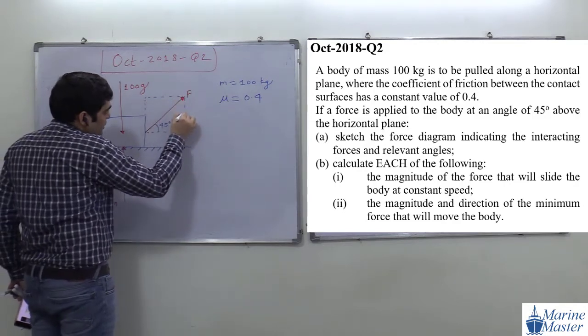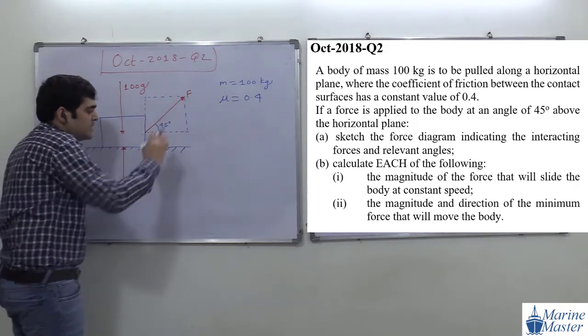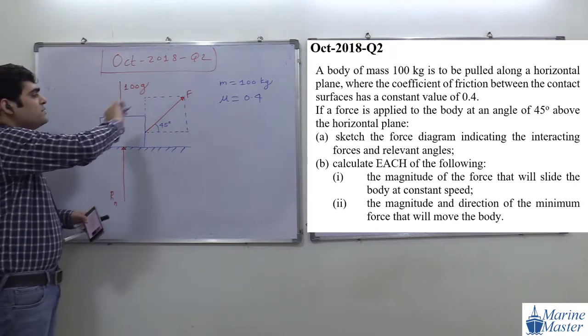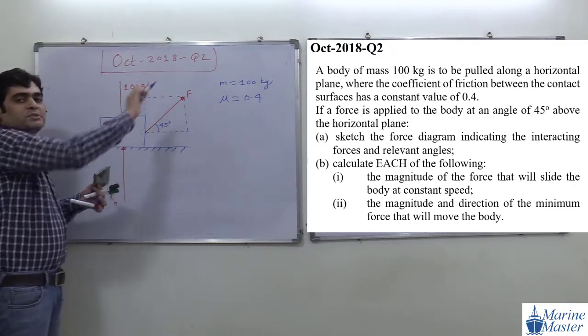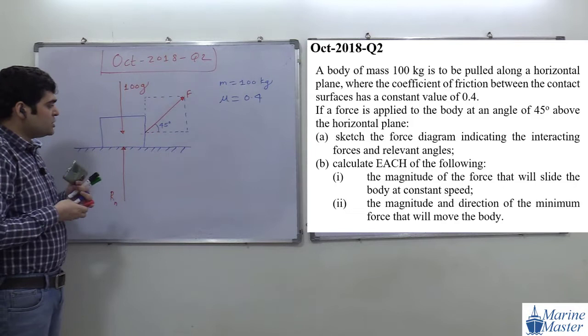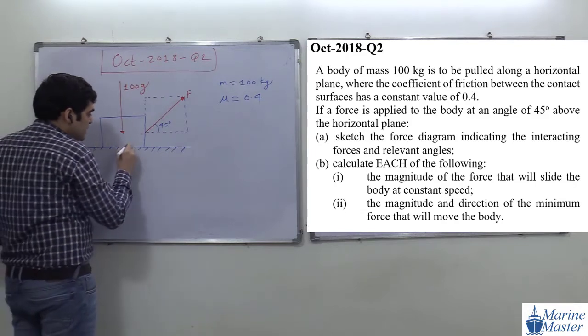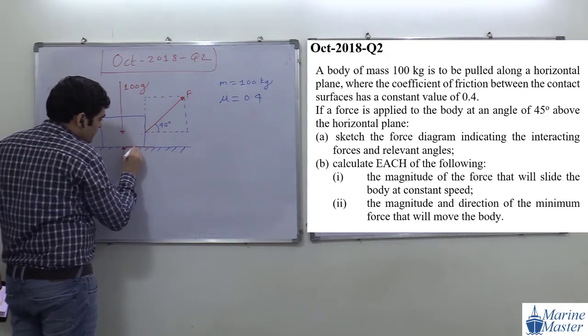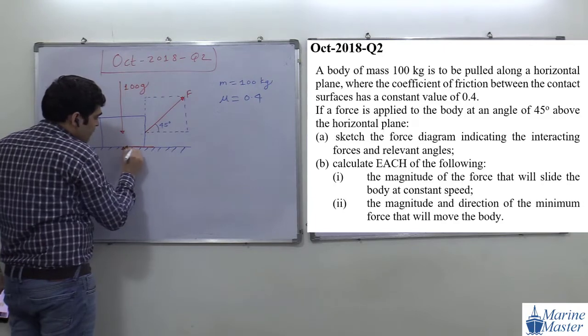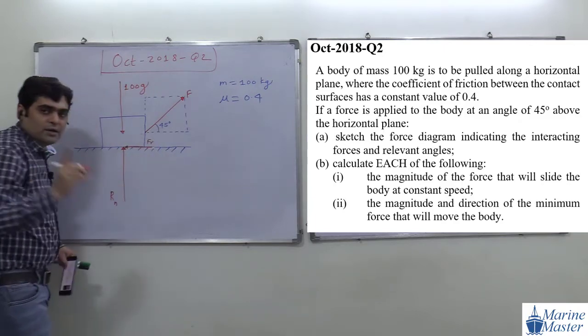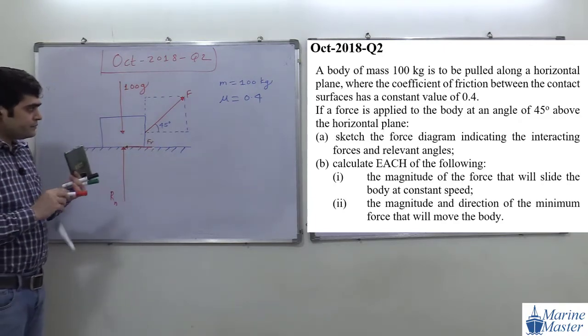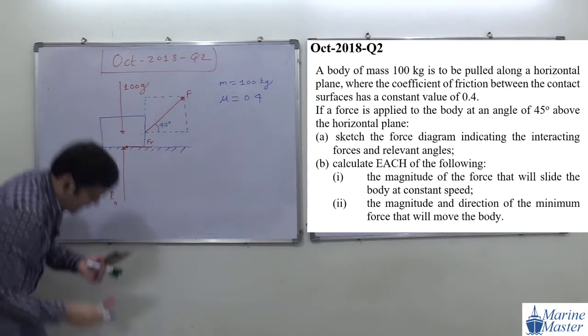Now this force is inclined. This force is at 45 degrees and tries to move the object on that side. So that's why the friction force will develop on the opposite side. That is our Fr. Try to see the scenario here. Okay, guys, are you getting my point?